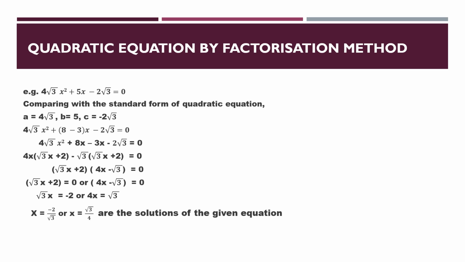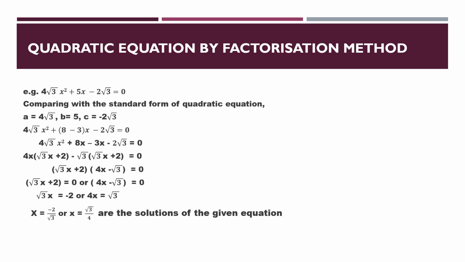So the question is 4 root 3 x square plus 5x minus 2 root 3 equal to 0. The first step is to write it in the standard form. After that, we have to pick the values of a, b and c from the equation. The coefficient of x square is a, the coefficient of x is 5, and the constant term, that is c, equals minus 2 root 3.